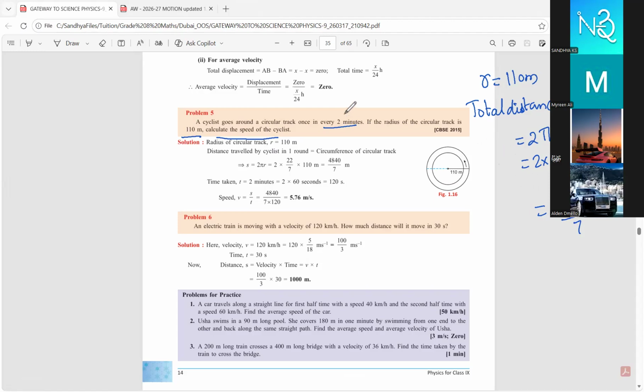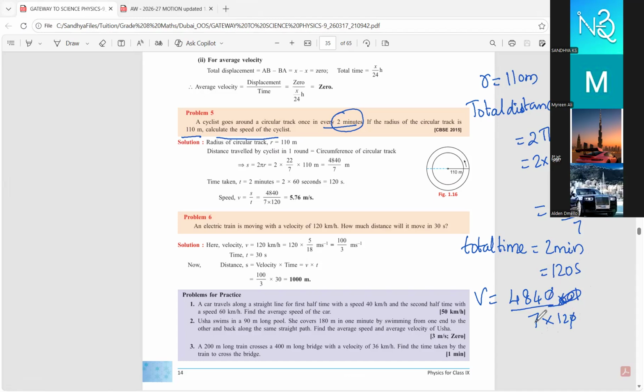And what will be the total time? 2 minutes they told. So you need to convert the total time, 2 minutes, to seconds. That is 2 into 60, 120 seconds. Okay. So what is the formula? Speed is equal to distance by time. So 4840 divided by 7 into 120, because it is in the denominator, distance by time. This time will come down.